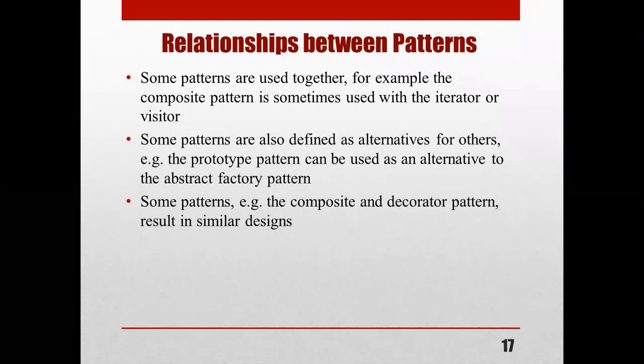Then some patterns, like the composite and decorator patterns, result in similar design. The design of the composite and decorator patterns will be the same, so we can use either composite or decorator pattern. These are the relationships between patterns. A number of patterns have similar designs, so we can use the alternative patterns, like instead of the prototype pattern we can use the abstract factory pattern. We can also use a number of patterns together to achieve certain results.